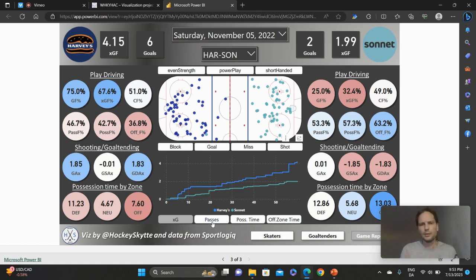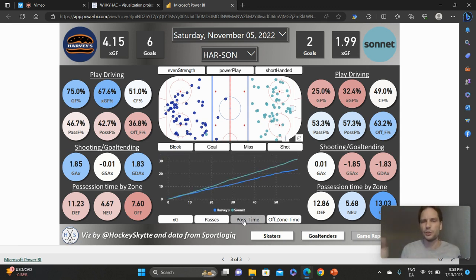Now, the interesting thing, this is a very classic plot, but with this data, you can also look at pass completions as a function of game time, or you can look at total possession time as a function of game time. So here you can see that after 60 minutes of ice time, Sonnet team has possessed the puck for 31.57 minutes of the game. And Harvey's has possessed the puck for 23.5 minutes of the game.